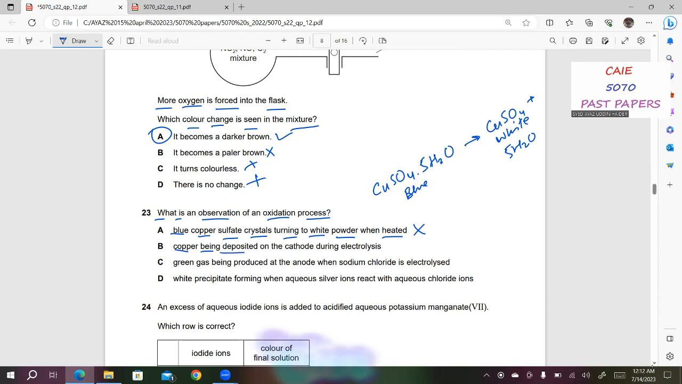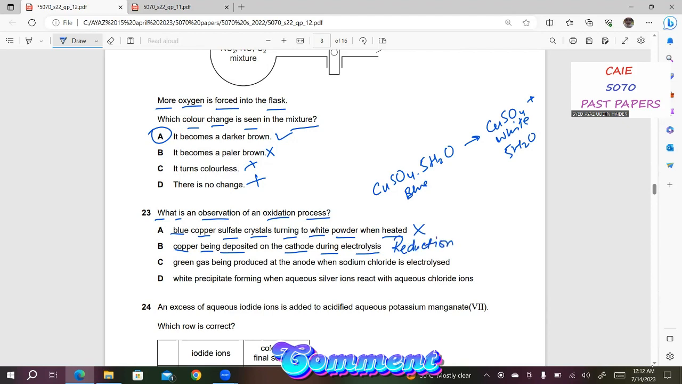B, copper being deposited at the cathode during electrolysis. This is reduction. This is not oxidation because at the cathode copper gains electrons.